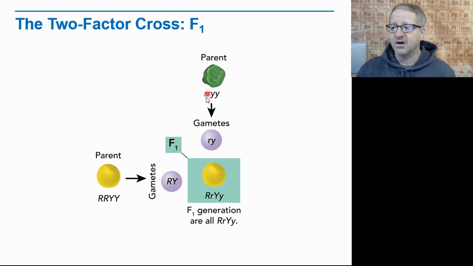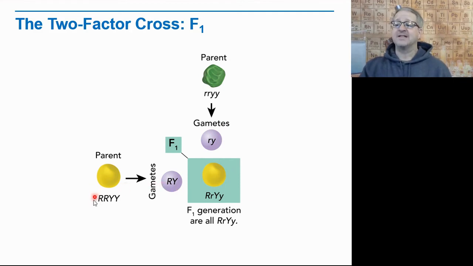all lowercase letters. So shape, let's see, which one is shape? I think shape is R, because for round, right? Round is the dominant allele, so we'll use the letter R. And yellow is the dominant allele for color, so we'll use the letter Y to represent the color alleles. So this parent is homozygous recessive. So the possible gametes that this parent can give is simply r y. Those are the only possibilities.